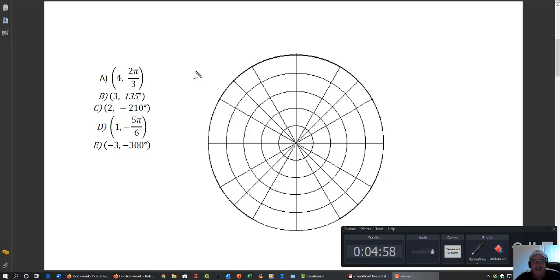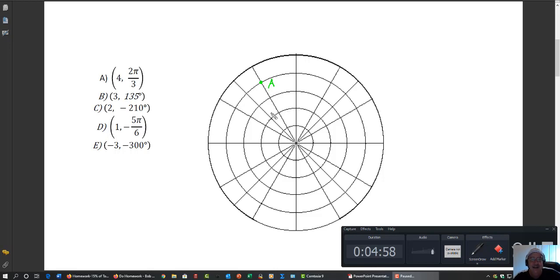All right, so let's see how you did. If you haven't done it yet, go ahead and pause again and come back. But I'm going to go ahead and run through this one. So for 2 pi over 3, 2 pi over 3 is this angle right here. Go out 1, 2, 3, 4 circles, and notice I'm using colors again. You guys know I like my colors.